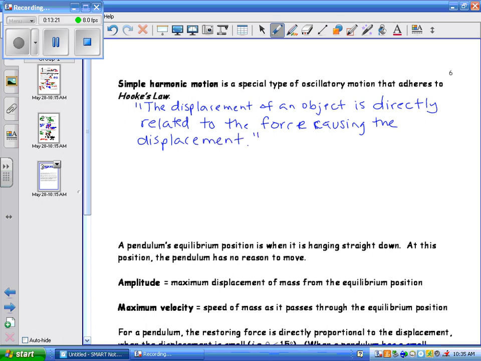Now, when we get to talking about springs, Hooke's law has a specific formula. It says that F is equal to negative k times x, where k is the spring constant, x is the displacement, and F is the restoring force. I think on your formula sheet it's written as spring force is equal to negative k times x. Now, we're not talking about springs yet. We're going to do springs on Wednesday. What we're talking about here is a pendulum.